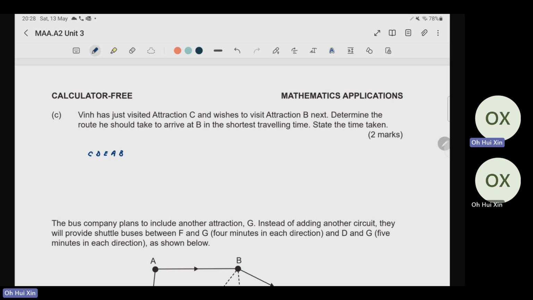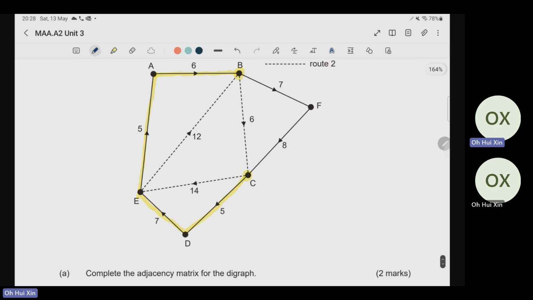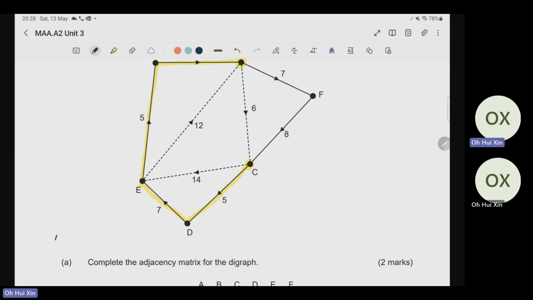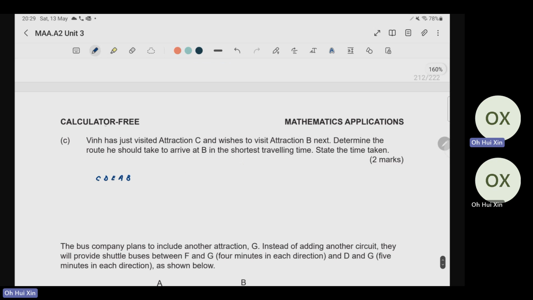Then after that, I'm going to add up all the minutes just now. So 5, 7, 12. So 12 plus 11, you get 23. So that's why 23 minutes. Okay, so if you successfully get the shortest route, that will give you 1 mark. Then after that, you get the shortest time, then you get 1 mark.